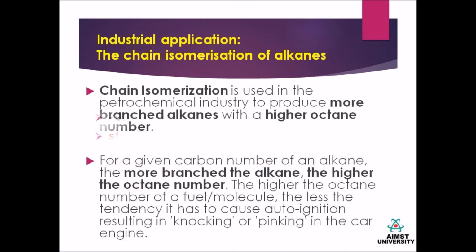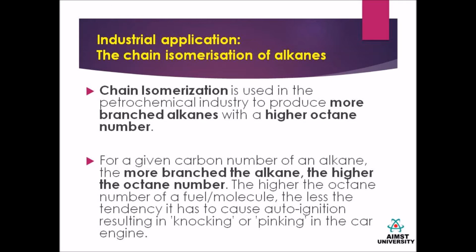Coming to the industrial application of chain isomerization of alkanes. Chain isomerization is used in the petrochemical industry to produce branched alkanes with higher octane number from linear alkanes for fuel more suitable for petrol engines. The proportion of isomers as well as the hydrocarbon chain length in crude oil doesn't match specific market demands.